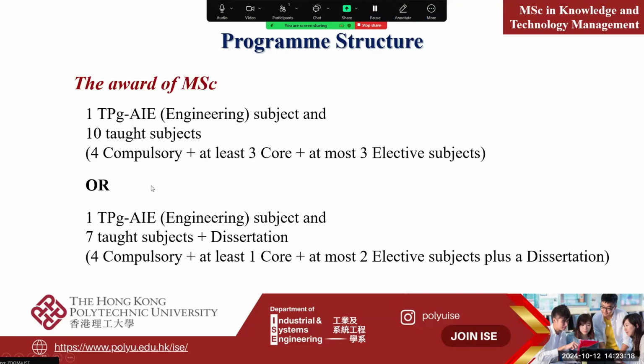And then this program is basically also similar to the previous program. We also have two pathways to achieve the master degree in knowledge and technology management. The first one is the complete taught course. So you take 10 subjects. You study 10 subjects, together with one subject, AIE. Do you remember what this is? Academic integrity and ethics.